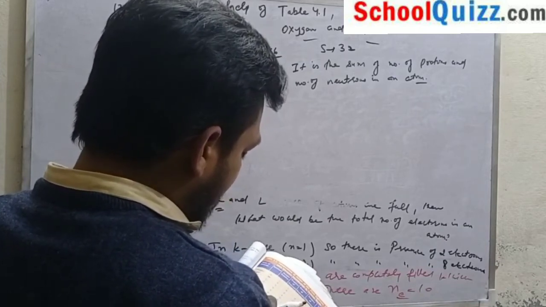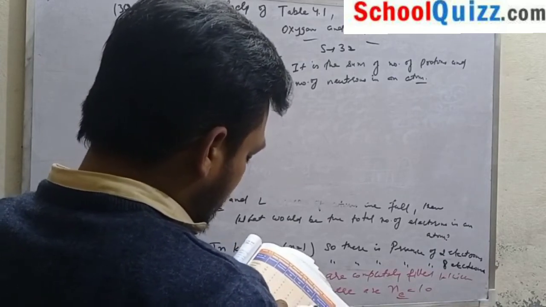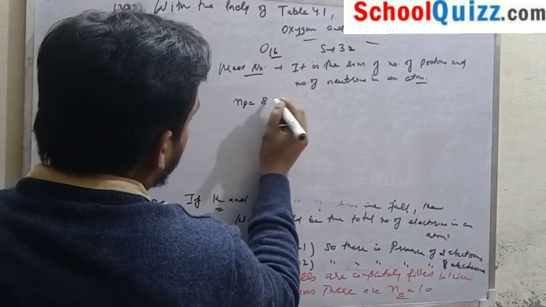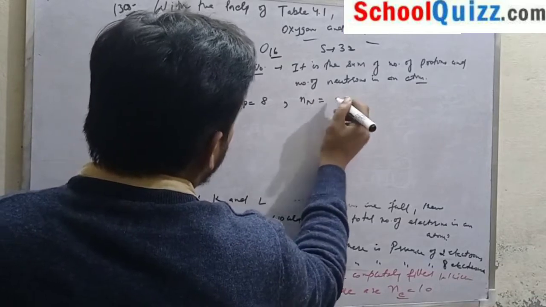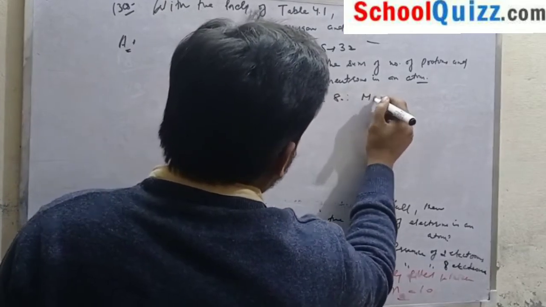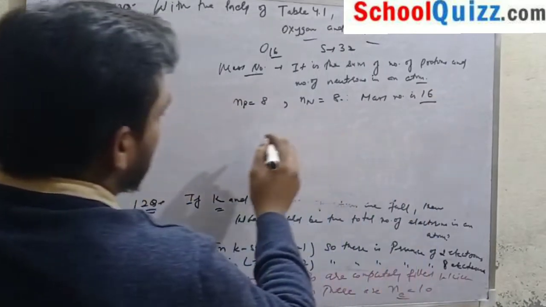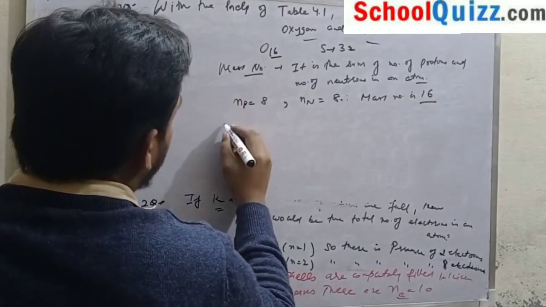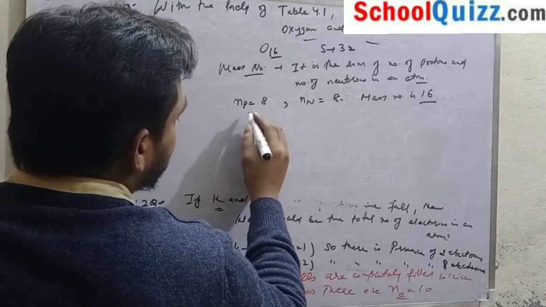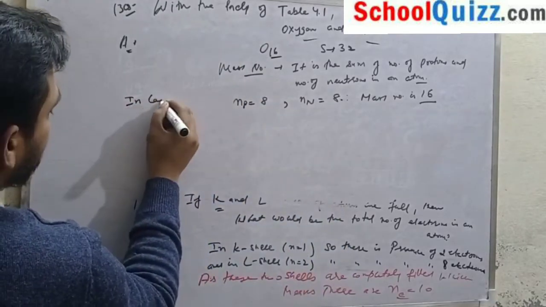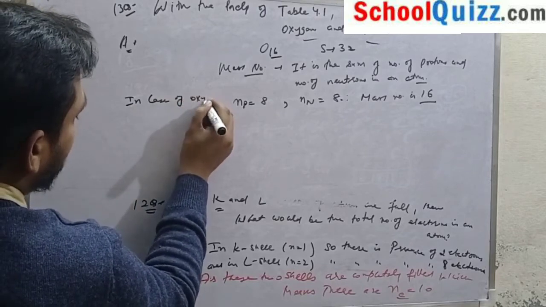In your table, first we will talk about oxygen. Atomic number 8 is given, number of protons 8 is given, and number of neutrons is given. According to the table, the number of protons is 8 and the number of neutrons is 8. Therefore mass number is 16. And second, in the case of oxygen.